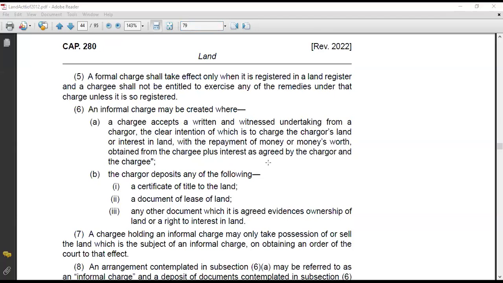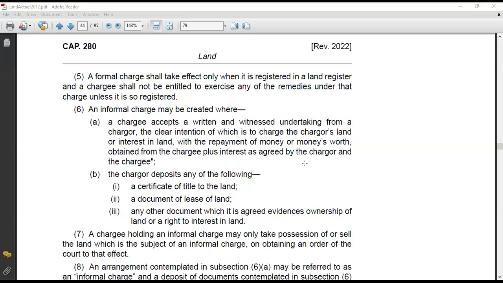So explain in this case, you would be saying that the nature of interest is a charge, and in this case, this is an informal charge because it is not registered. So that becomes 2 parts: you say yes, it's a charge, but then provide the type of the charge, which is an unregistered charge.